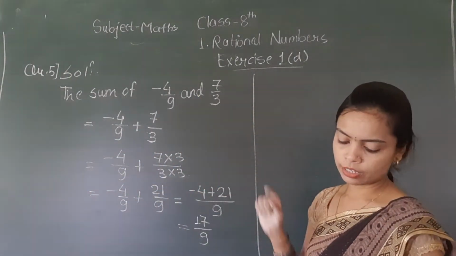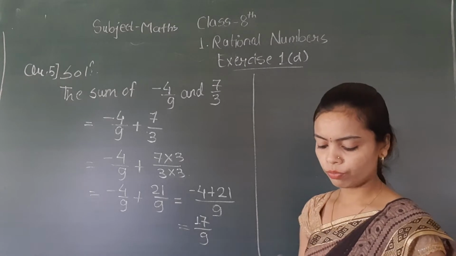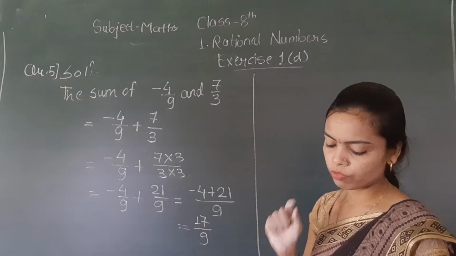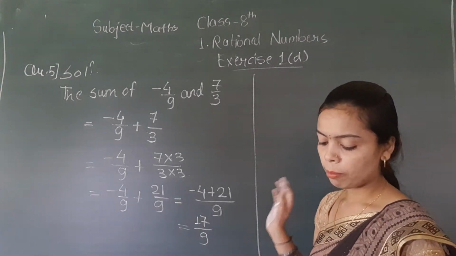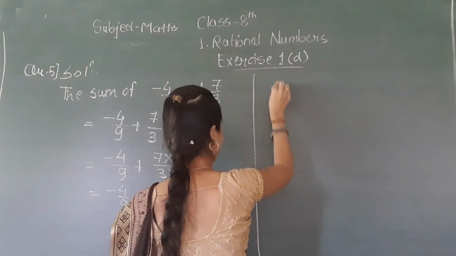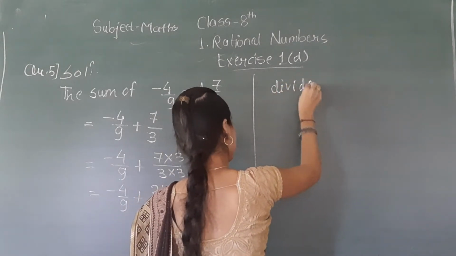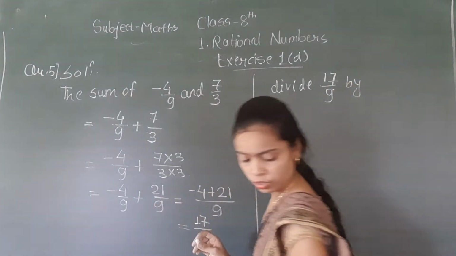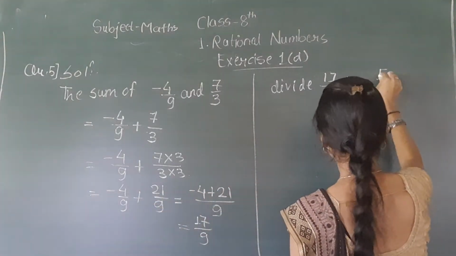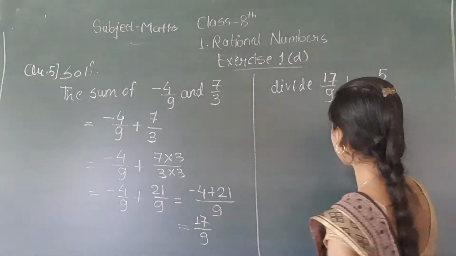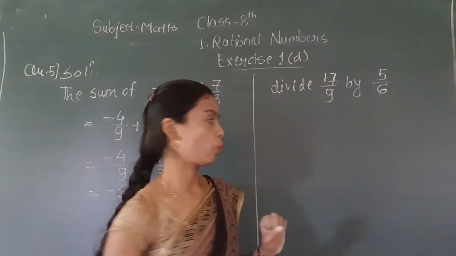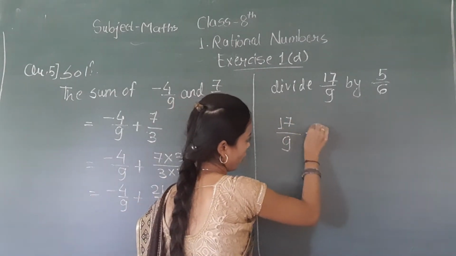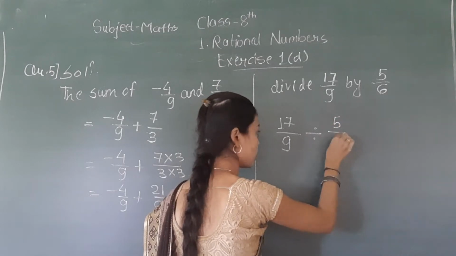So the sum that we were asked to find is 17 upon 9, and you have to divide the sum, that is 17 upon 9, by 5 upon 6. So divide 17 upon 9 by 5 upon 6. क्या करना है आपको? 17 upon 9 को 5 upon 6 से डिवाइड करना है. So you write it as 17 upon 9 divided by 5 upon 6.